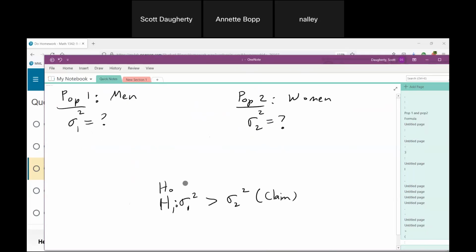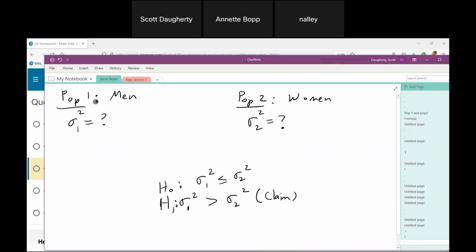Then the null hypothesis is technically sigma 1 squared is less than or equal to sigma 2 squared. Let's take a step back. I forgot about something.